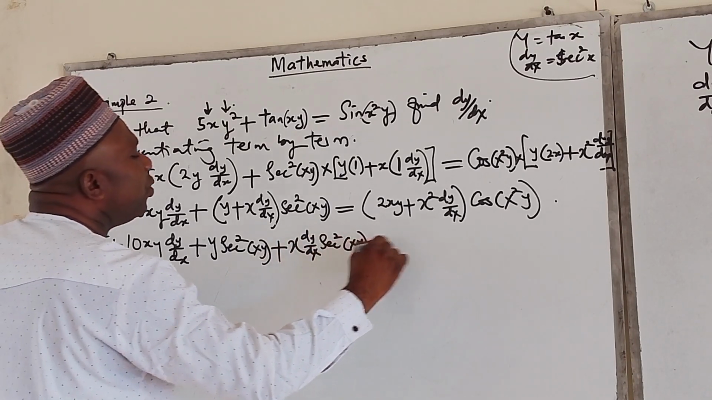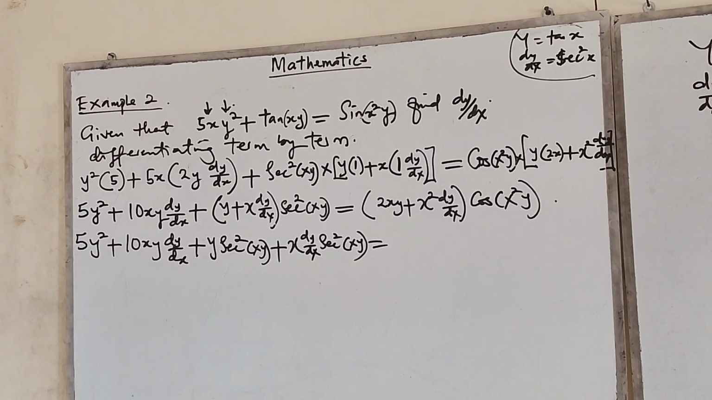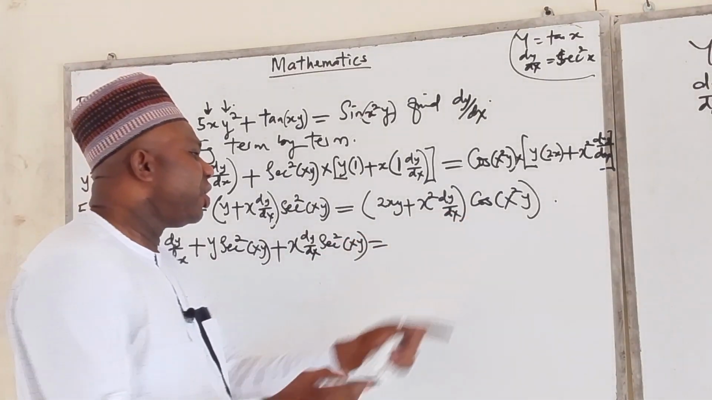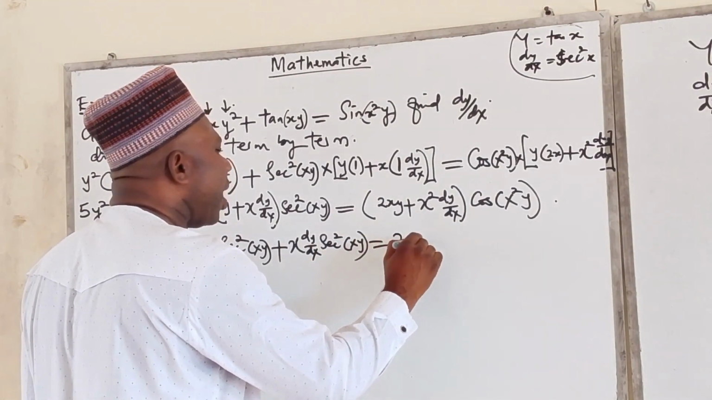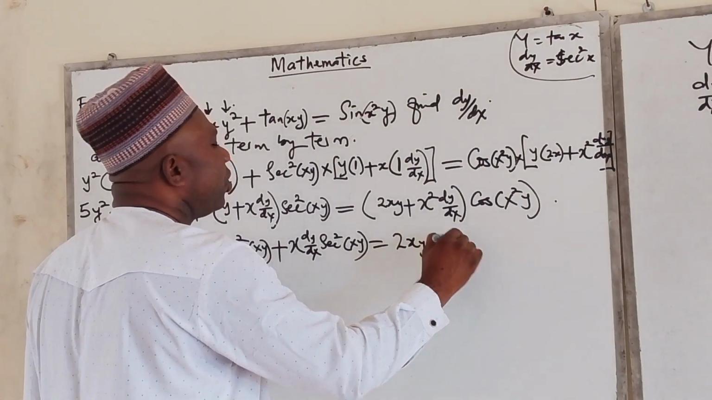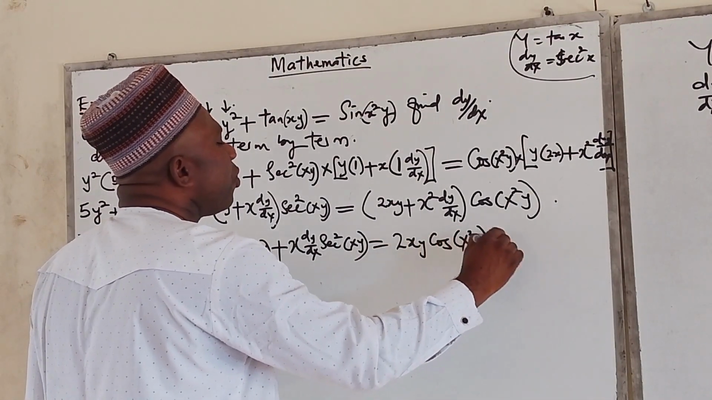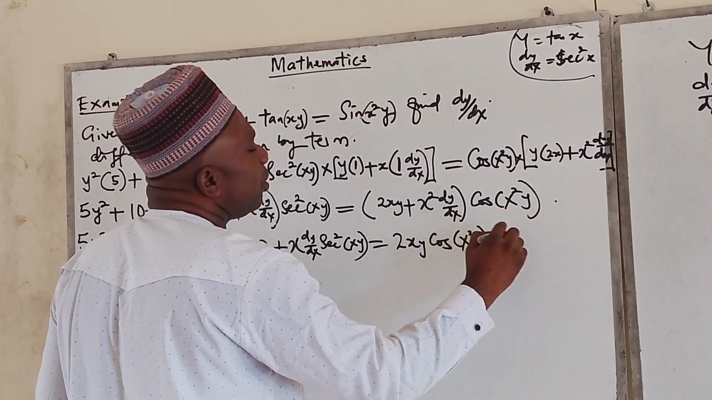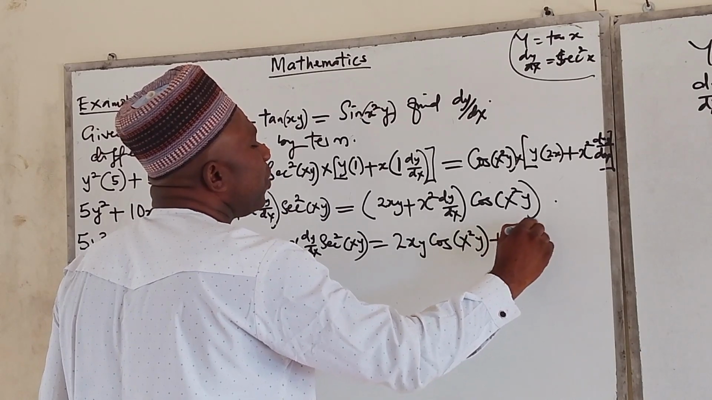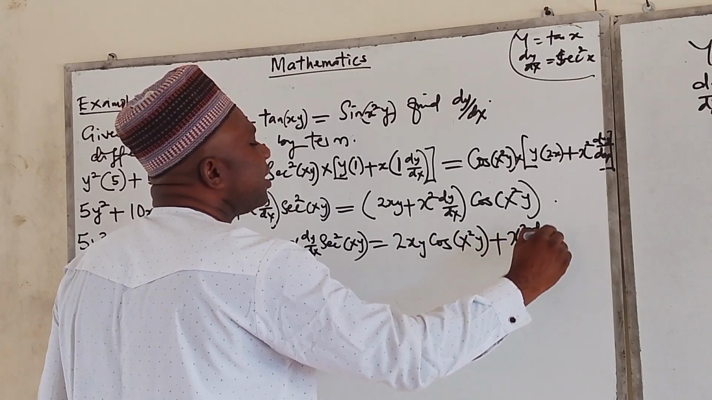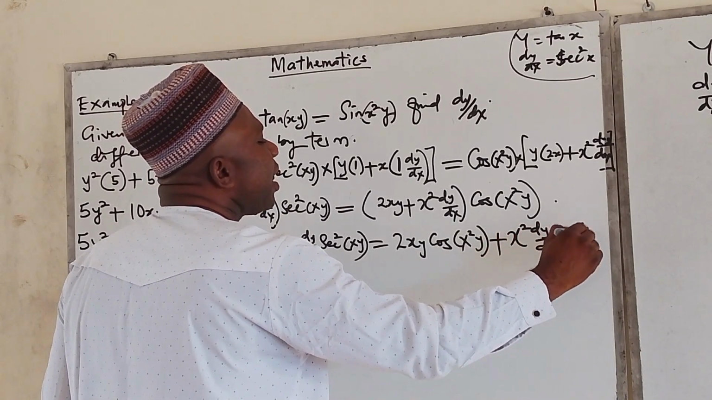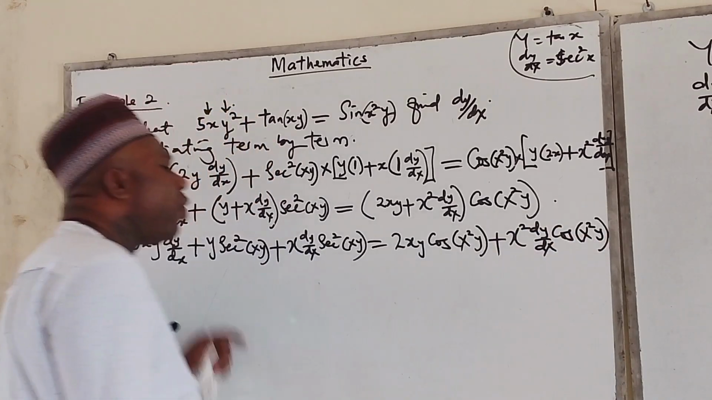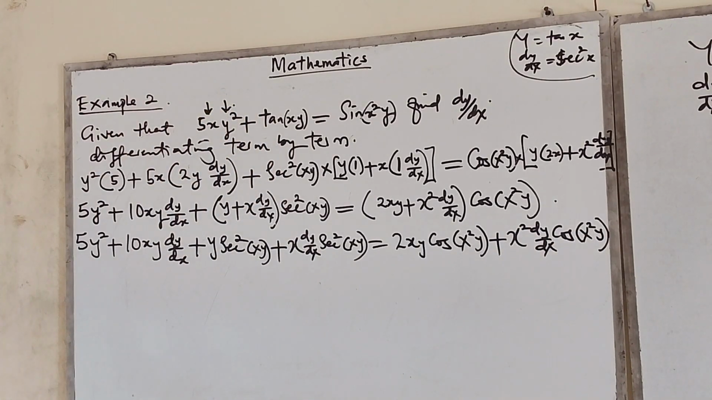Now the whole of this will be equal to, when you multiply this times this, 2xy cos x squared y, plus this gives x squared dy/dx cos x squared y. Now we have expanded.